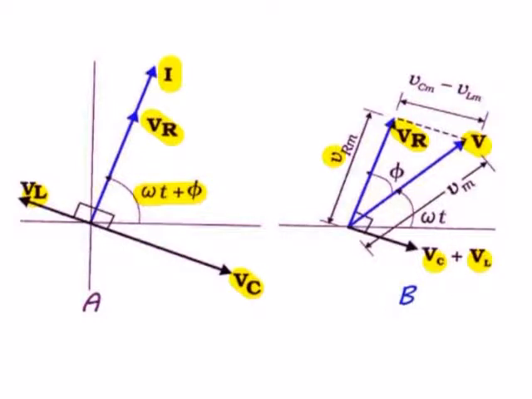So as you can see from the graph, traversing in the anti-clockwise direction, which is positive, you find that I is going to lead V by a phase of phi. I is leading when I is more to the anti-clockwise direction than V is. So I leads V by phi.